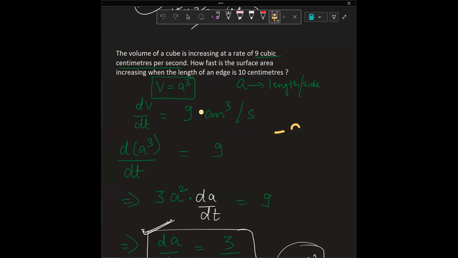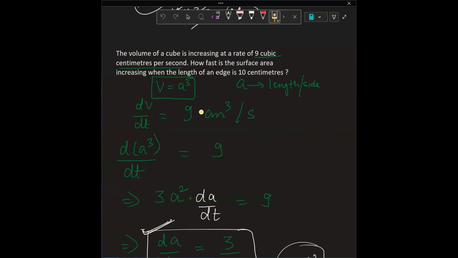Tell me, if it was minus 9, then what would it mean? If your derivative is plus, then this means it is increasing. If this is minus, then this means it is decreasing. If it were plus, your volume is increasing; if minus, your volume would be decreasing.